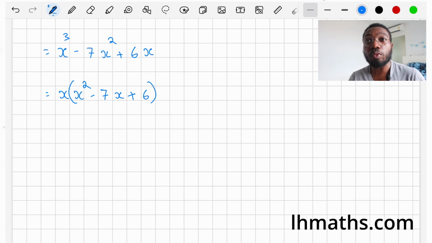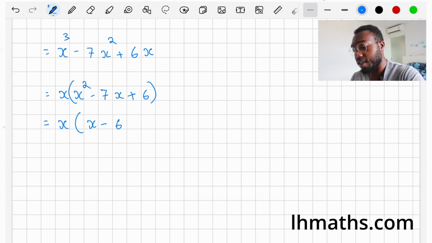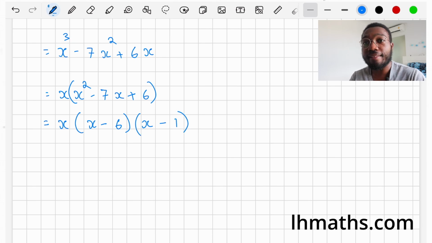And now we've got a quadratic equation which we can factorize. So again, think of two numbers which sum to make minus 7 and multiply to make positive 6. In that case, it will be negative 6 and negative 1, okay? So we'll be left with x outside the brackets, and then x minus 6, x minus 1, okay? And that would be that question factorized.